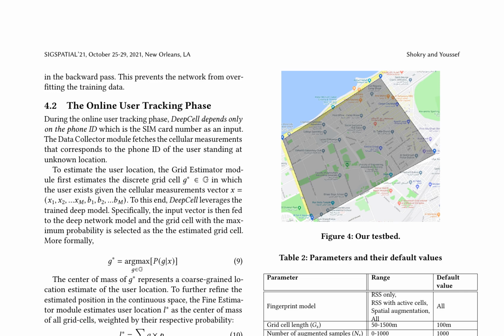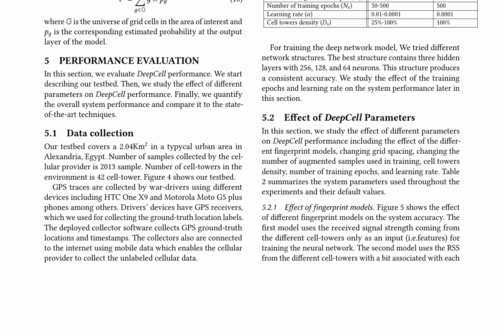DeepCell's performance was evaluated in a test bed covering a 2.04 square kilometers area in a typical urban area in Alexandria, Egypt. The system demonstrated accurate location estimates, outperforming state-of-the-art techniques.